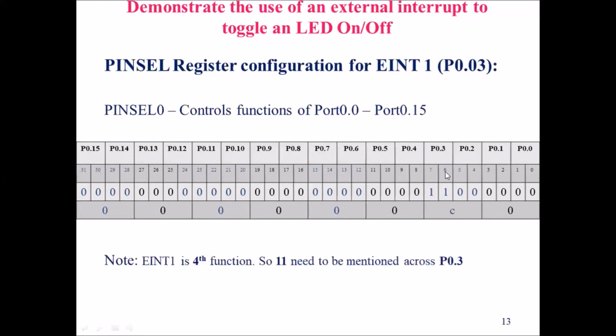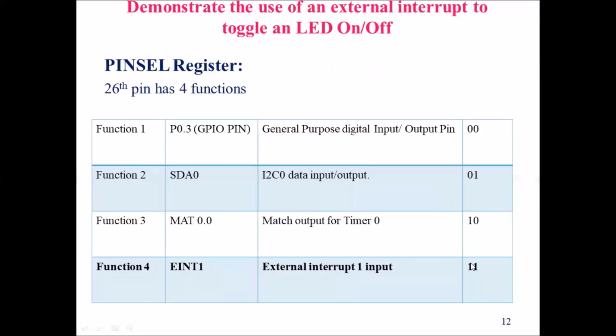Here we have two bits, the 7th and 6th bit, and I have represented double one across the 6th bit as well as the 7th bit. Why am I writing double one here? Double one is used to activate the function 4. You can see here EINT1. I am making use of this function, which comes under function 4, and to make use of it, I need to write a double one.